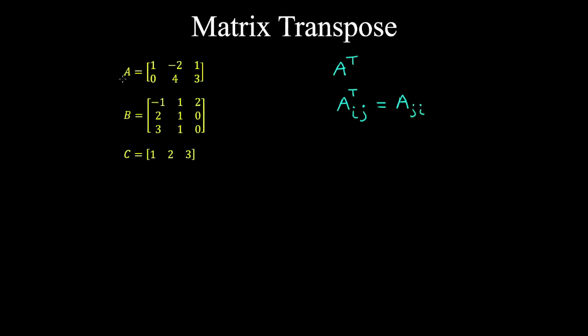So for example, if we take the transpose of this matrix A, we basically interchange the rows with the columns. So the first row becomes the first column, and the second row becomes the second column. So for example, the entry in the transpose of A in row 2 column 1 should be equal to the entry in A in row 1 and column 2.